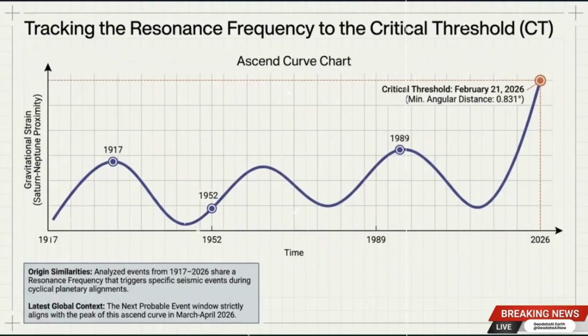By tracking the resonance frequency of Saturn-Neptune proximity, we've identified a cyclical pattern linking planetary alignments to significant seismic events. Historical benchmarks from 1917, 1952, and 1989 confirm this trend, showing a steady climb toward our current trajectory. We are now approaching a critical threshold on February 21st, 2026, where gravitational strain reaches its absolute peak. This projection establishes a high probability event window for March and April 2026 that demands our primary focus and immediate attention.